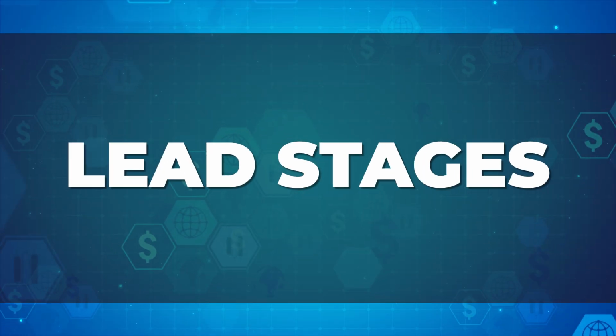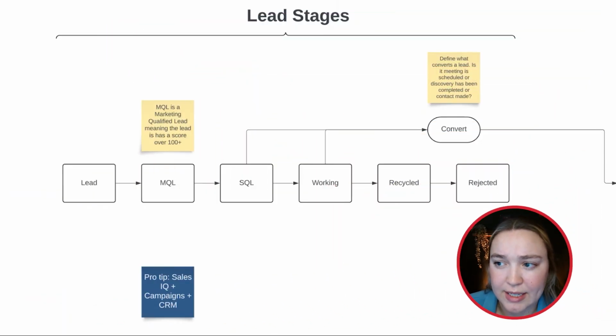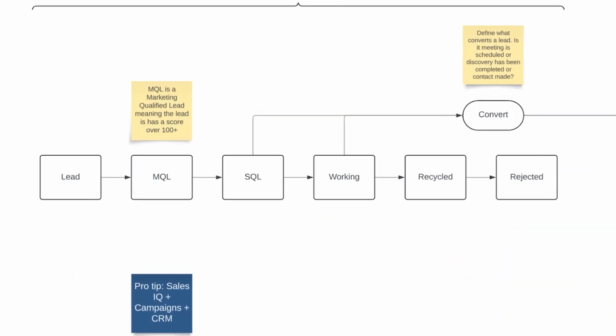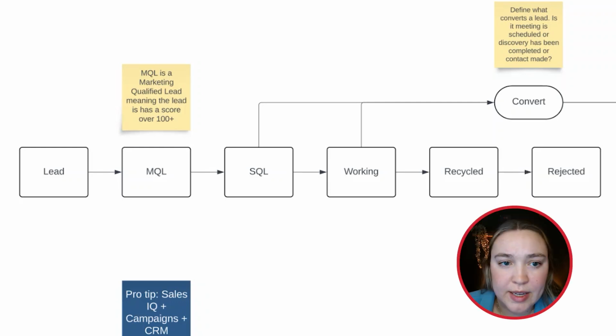Next, let's talk about lead stages. The biggest mistake that we see is companies overcomplicate this with 20 to 30 different statuses. Instead, we like to recommend to keep it simple. These are 6 stages that we recommend every system has for your lead stages. We have lead, MQL, SQL, working, recycled, and rejected. Each one of these has a purpose.